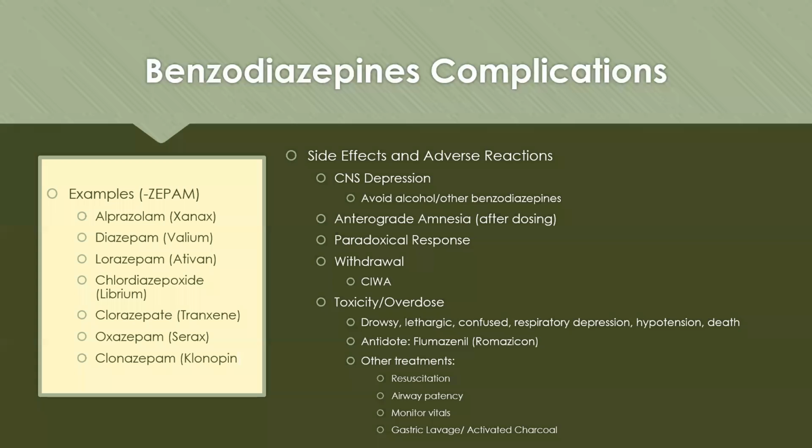The antidote to benzodiazepines is Romazicon. Other treatments that we would do if we have a patient that comes in with benzodiazepine toxicity or overdose is provide resuscitation and airway patency as needed, monitor vital signs, and provide gastric lavage or activated charcoal.